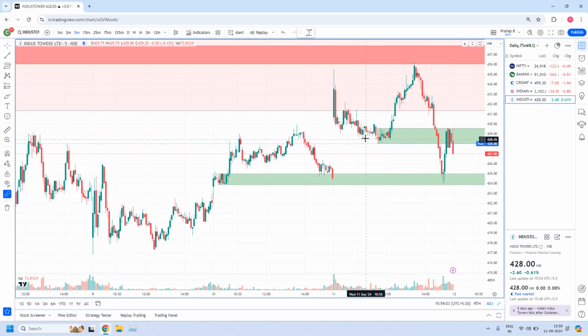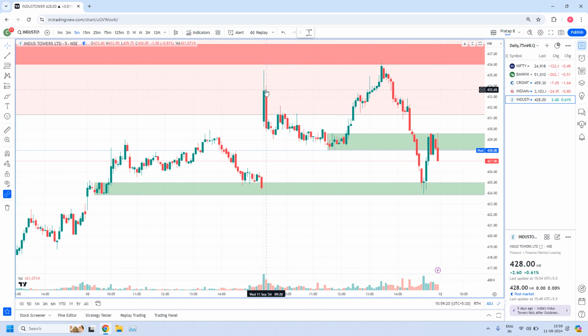See, today morning, see what happened? Prices reached very near to the zone and then see the rejection. It opened here, prices went up to here, near to the zone, and then a strong rejection. And then see, the next candle, continuation of the rejection, the prices were down.